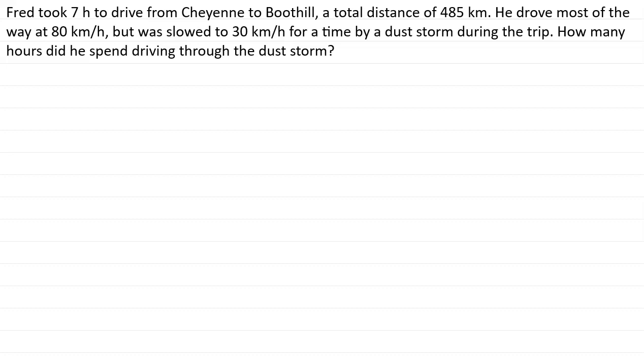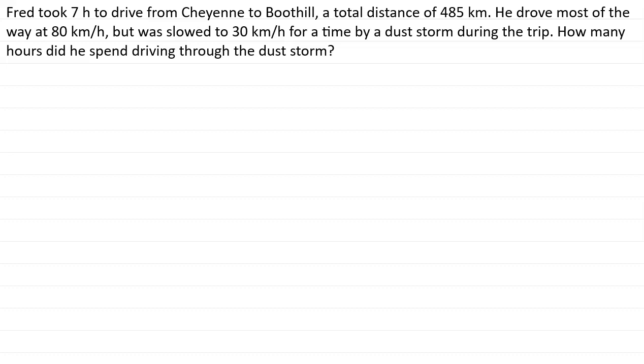Here we'll make two equations. The first one will represent the number of hours Fred drove from Keene to Boot Hill, and the second equation will represent the total distance Fred drove from Keene to Boot Hill. Here we'll need to make two variables.